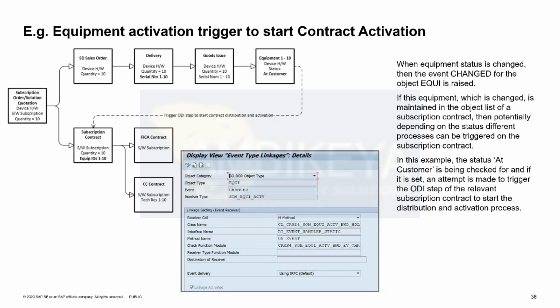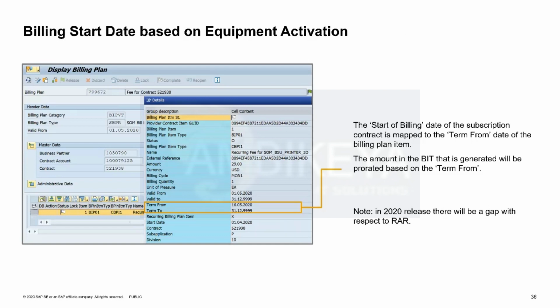What happens now is that we want that, for example, the billing plan only shall start when the customer really has his equipment. And in that case, we update the date from which a billing plan should be triggered. So even if we have signed the contract from 1st of May, the billing term from will start only at 16th of May in this sample here, because this is the date where we shipped and have set the status at customer, so we know the equipment has reached our customer and can now be used.